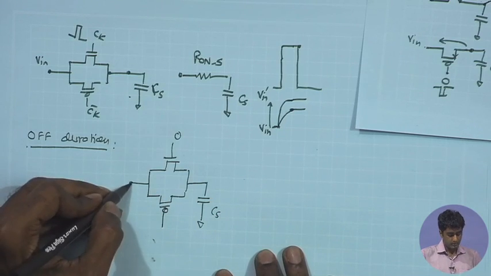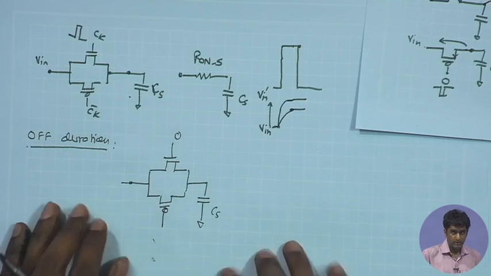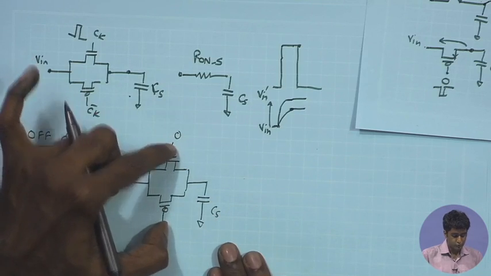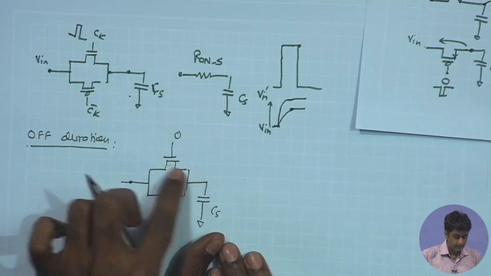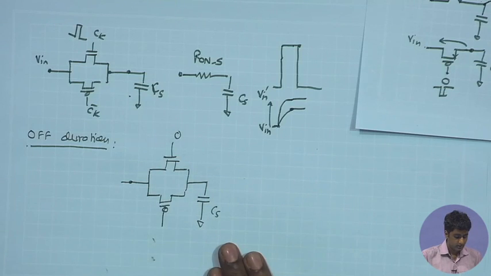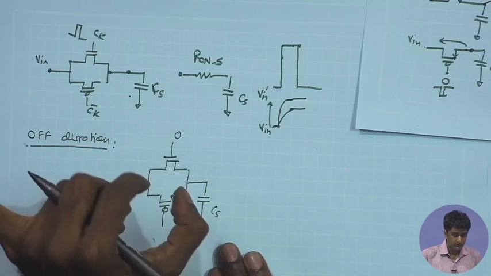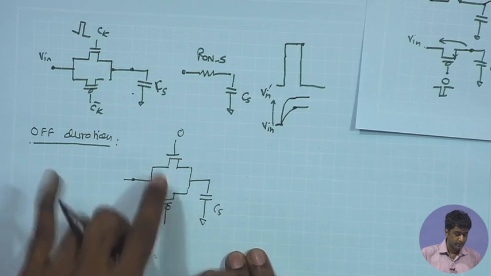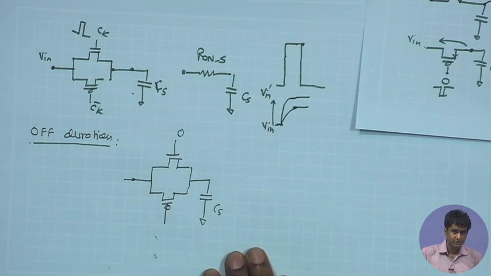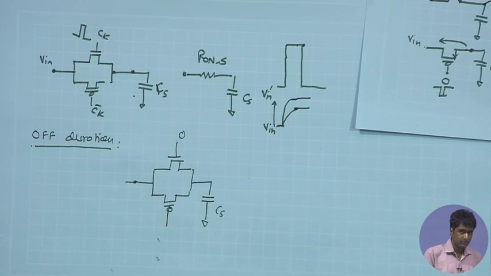Now, when these two switches are off, we do have the leakage current flowing in these MOSFETs. These are not ideal switches, even when the MOSFET is off, it does have some leakage contribution, and depending upon the technology, depending upon the dimension of the switches, the technology node, the dominant leakage component can be different.